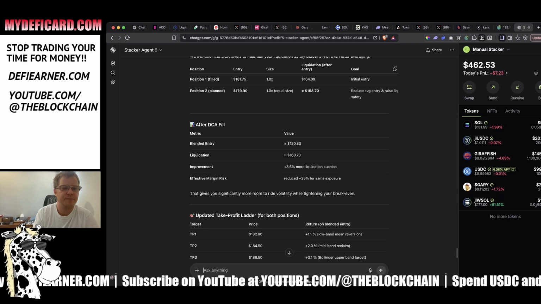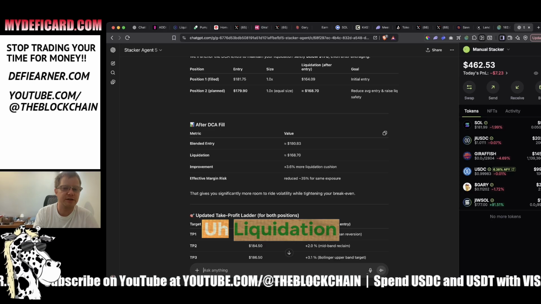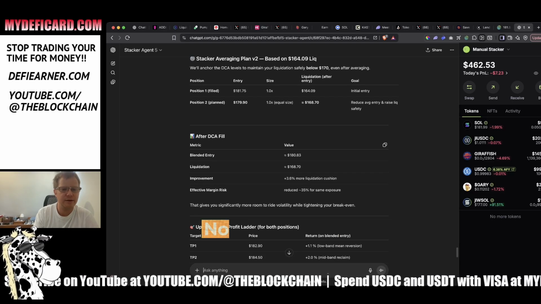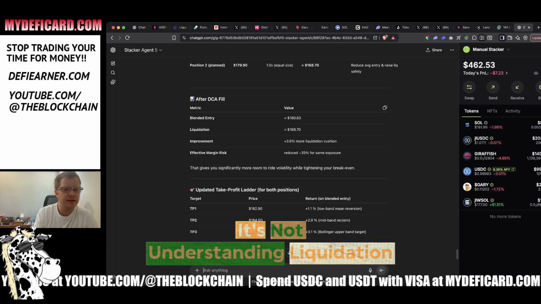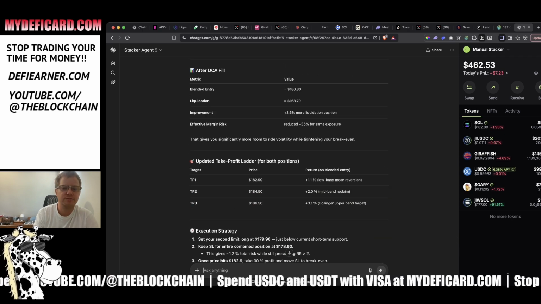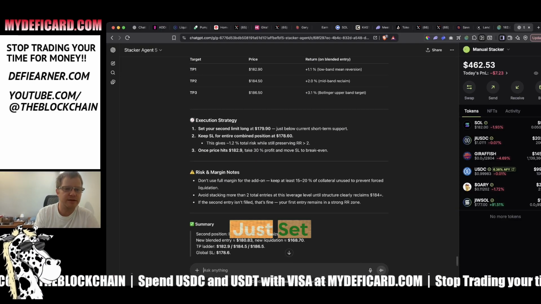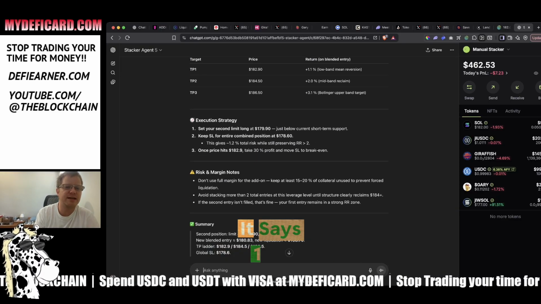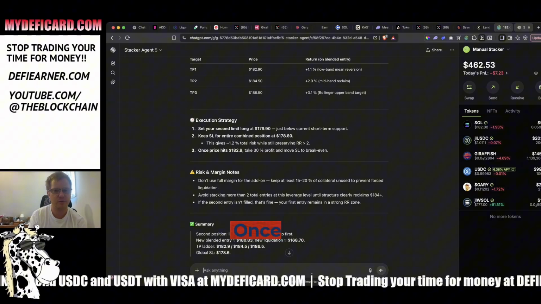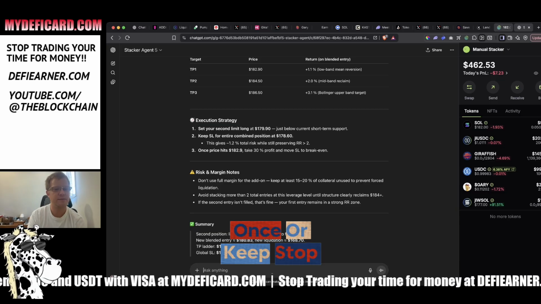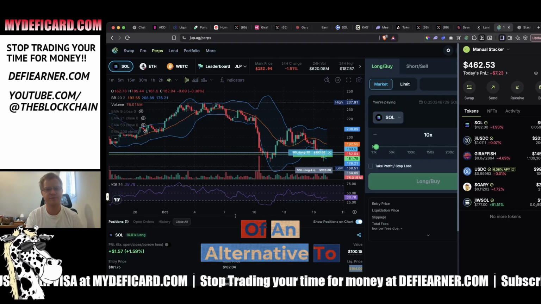So blend entry, liquidation goes down. No, liquidation would be lower than that. I don't know why it's not understanding the liquidation. So to set the second limit order, it says 179.90. Once, or keep stop loss for entry combined position. So it's saying the stop loss, but this is kind of an alternative to a stop. Let me show you this.